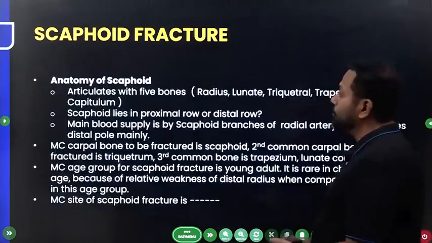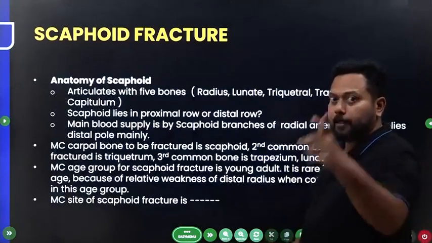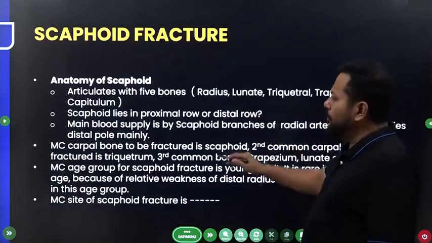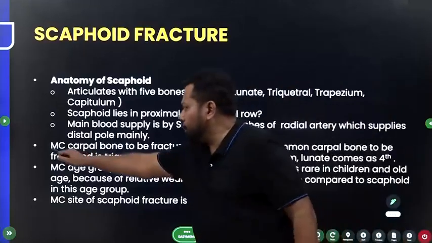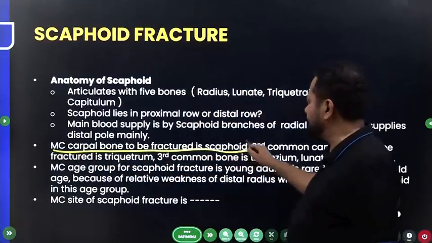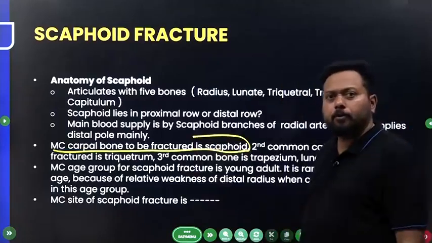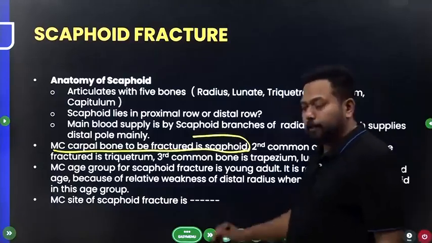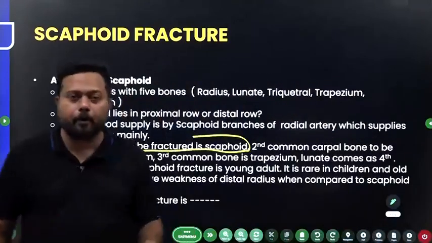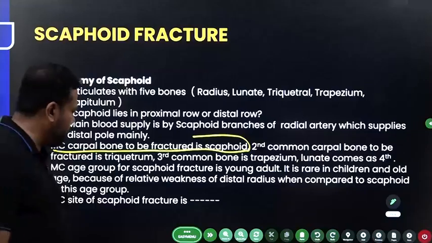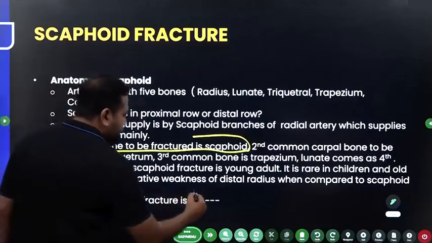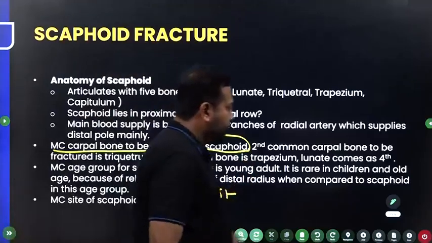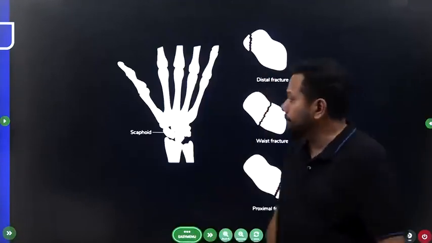Okay, I told you, most common fracture of young adults. And all this anatomy, everything you know. Most common carpal bone to be fractured is scaphoid. There are 8 carpal bones. Most common carpal bone to get fracture is scaphoid. Most common site of scaphoid fracture: you know, scaphoid has proximal pole, waist, distal pole. The most common site of scaphoid fracture is waist. Fall on outstretched hand is the mechanism.